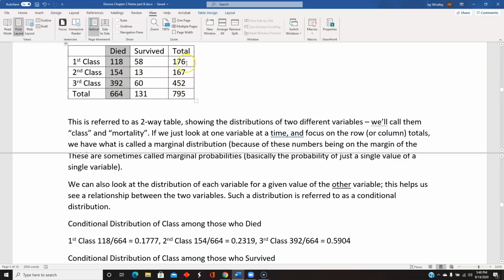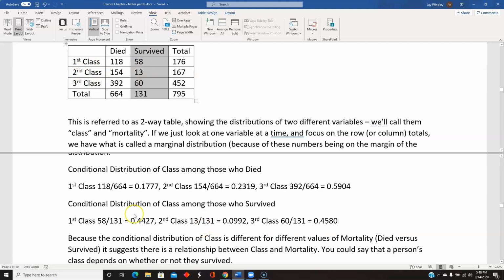So when we were looking at the numbers over here, that was the marginal distribution. Now I'm only focusing on the distribution of class among those who died. That's a conditional distribution. And then we can also look at this column and get the distribution of class among those who survived. So that would be this section here, the distribution of class among those who survived. So for example, of the survivors, 58 out of 131 of them were in first class. So 44% of the survivors were in first class.